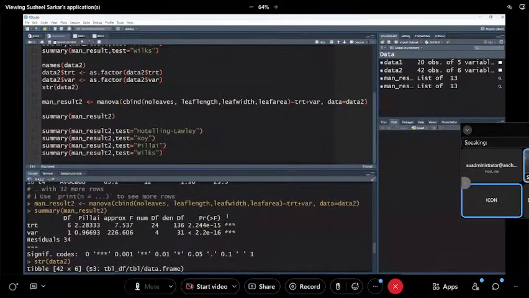But as in ANOVA, we do post hoc analysis. It is not available in multivariate. There we get the grouping of T1, T2, T3. Here that facility is not available till date, as far as I know. So should we move to the second one, that is principal component analysis? Yes, sir. Okay, sir.